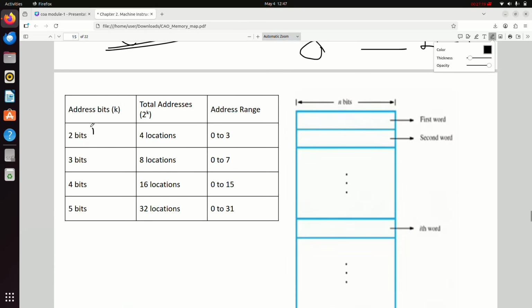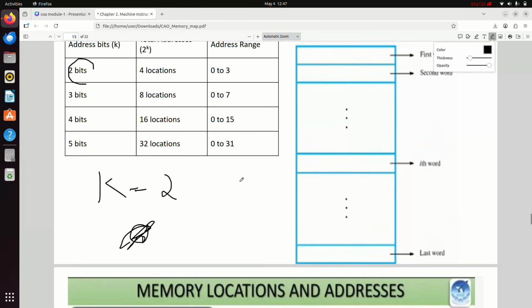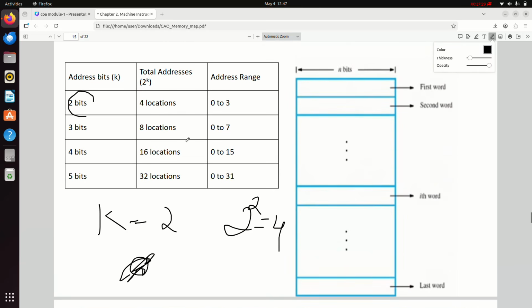That means if k is 2 bits, 2 raised to k means 2 raised to 2, that is 4. So the total addressable locations is 4, and the range is what I told you: 0 to 2 raised to k minus 1. That means 0 to 4 minus 1, that is 3. That would be its range.